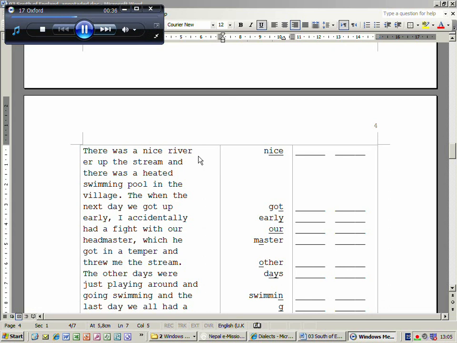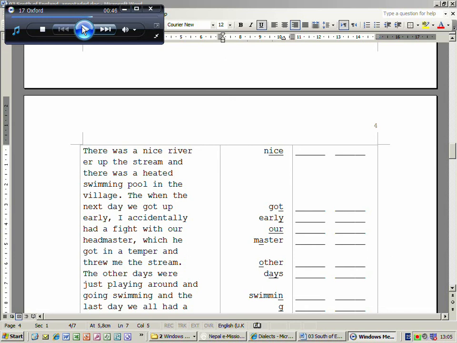Now, the next day, when we got up early, I accidentally had a fight with our headmaster, which he got in a temper. Accidentally had a fight. I accidentally had a fight with our headmaster.